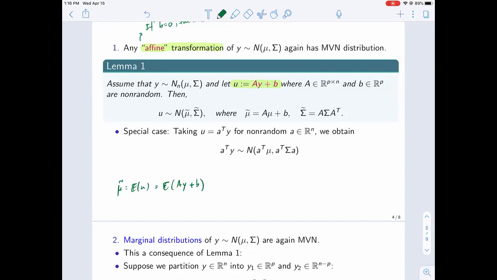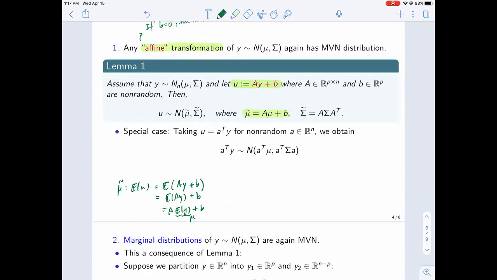I want to compute the expectation of A times y plus b. You just use the linearity of expectation. So b is constant, it comes out, and this is also going to be A times the expectation of y, which we have seen before. It's another consequence of the linearity of expectation. So this we have called mu. So you get this result that we have here: mu tilde is A mu plus b.